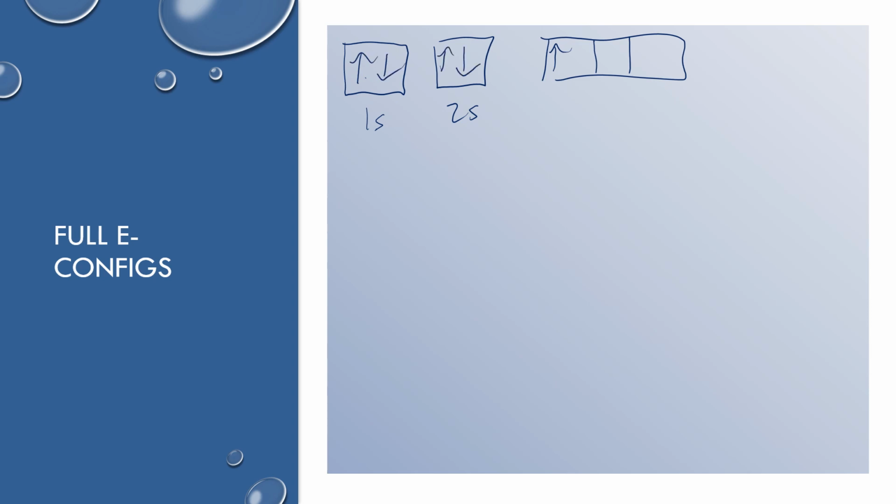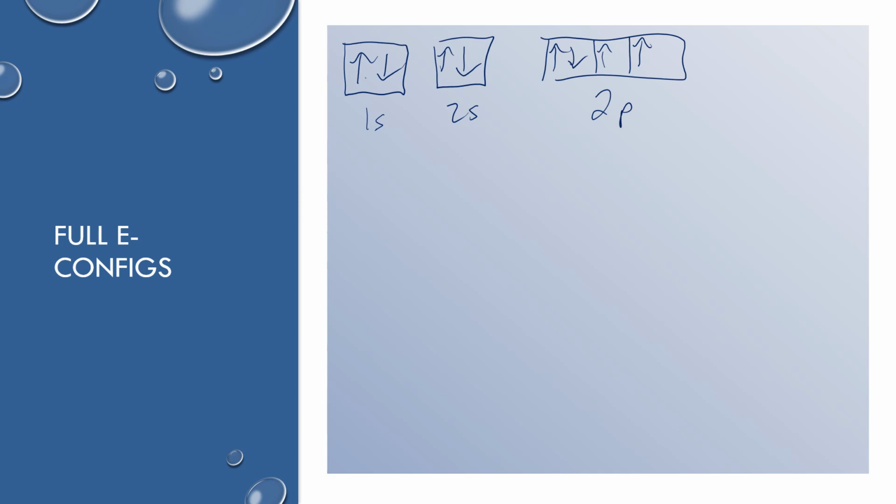Now, it's a whole lot of work to be drawing all of those boxes and arrows, so chemists have developed kind of a shorthand for this. So let's do a short one. We'll always go in order. Okay, so this is oxygen. Oxygen has 8 electrons, and they're organized like this.